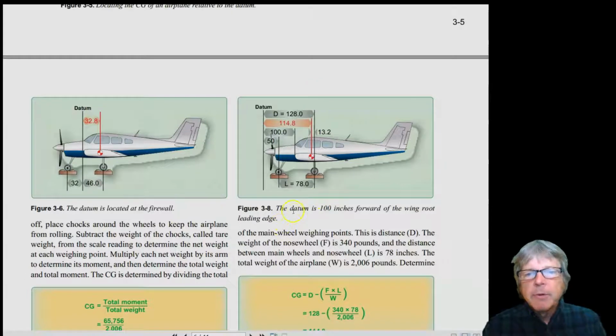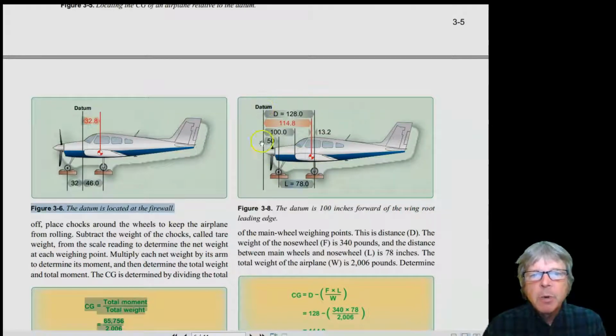The datum in figure 3.8 is 100 inches forward of the wing root. So they took the wing root and moved it forward 100 inches and said this is where we're going to measure everything from. That's where our numbers are going to come from. The length of the airplane didn't change. It's the same airplane. We're just measuring from a different place.